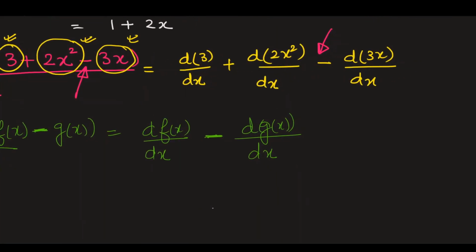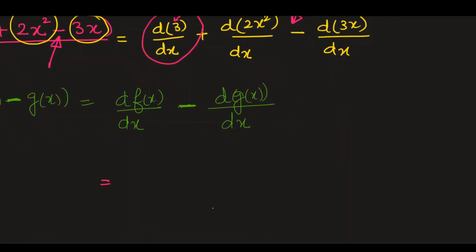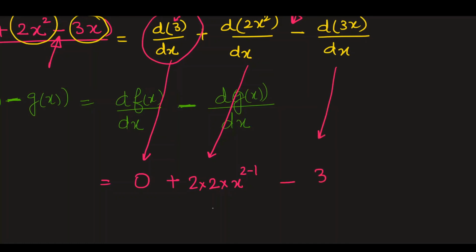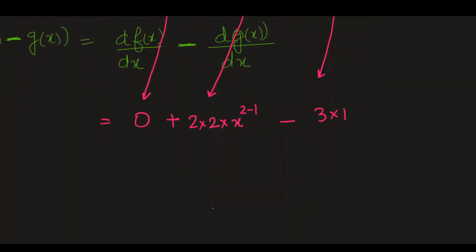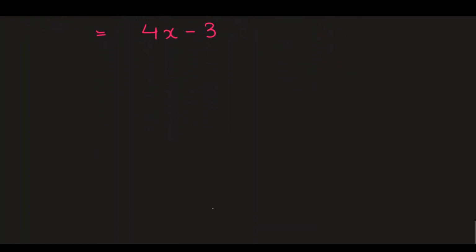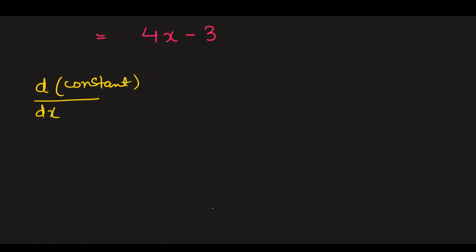So coming back to the question which we were discussing, in this case this 3 is a constant, so a constant cannot change, hence it is equal to 0, plus this 2x square is 2 into 2 into x to the power 2 minus 1, and this is minus 3 constant into dx by dx, that is 1. So we are left with 4x minus 3.